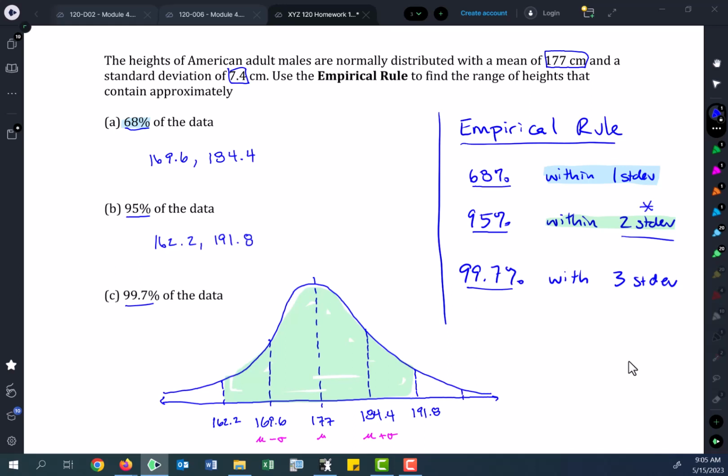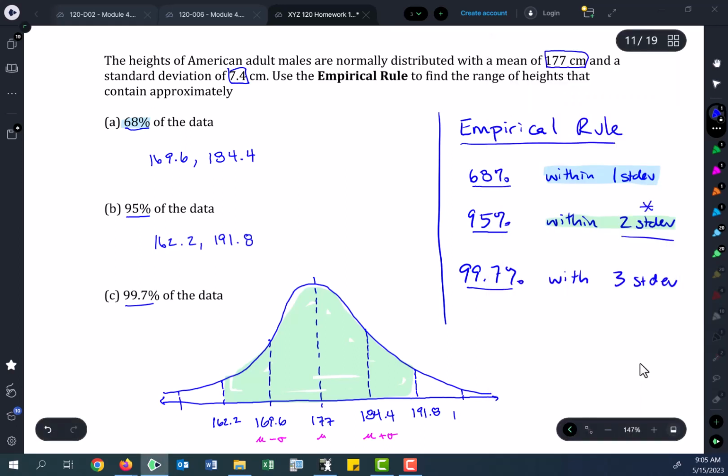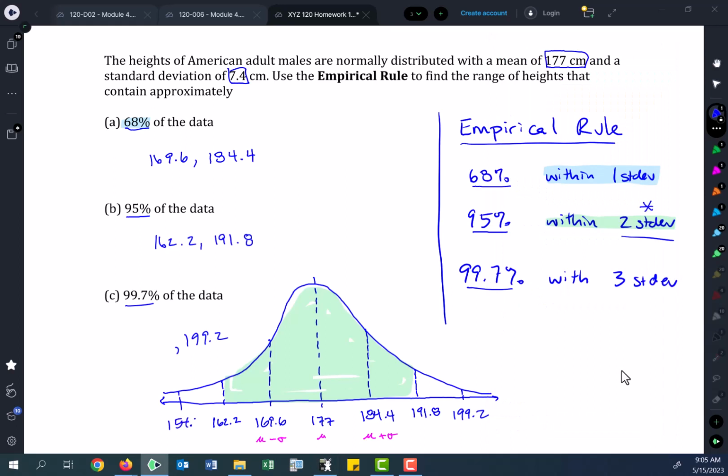Then lastly, I think you can catch a pattern here. We basically just need to walk out one more standard deviation to figure out the values that have 99.7% of our data within them. So we take the 191.8 and add to that the 7.4. So that upper limit is 199.2. And then if I take 162.2 minus the 7.4, that gives me 154.8. And that's how we use and interpret the empirical rule.